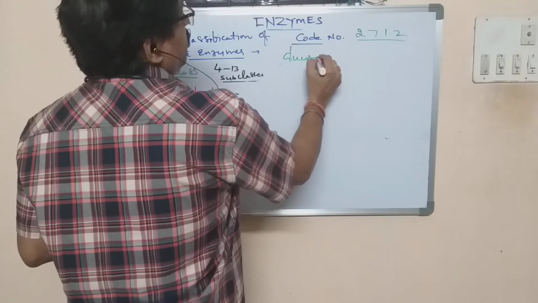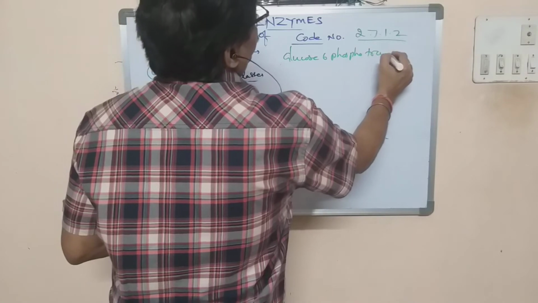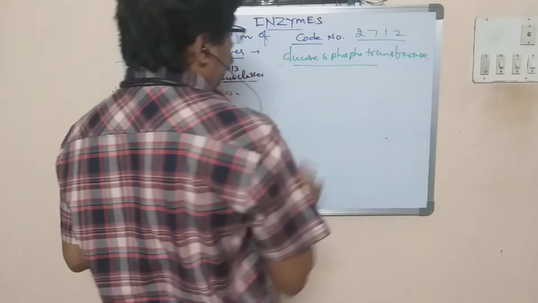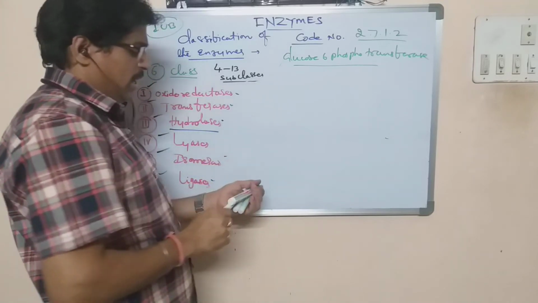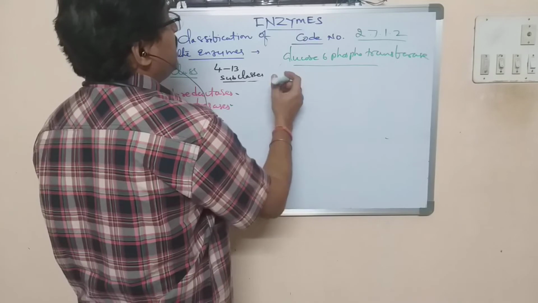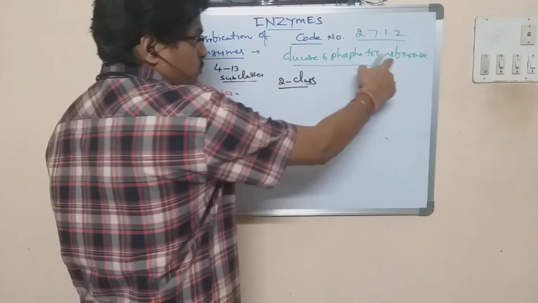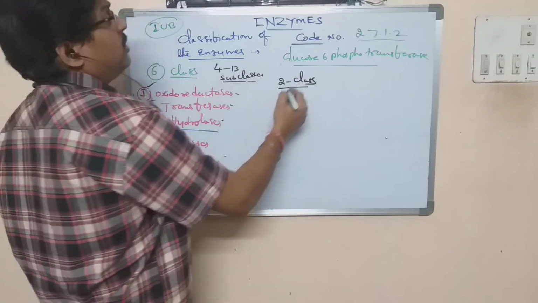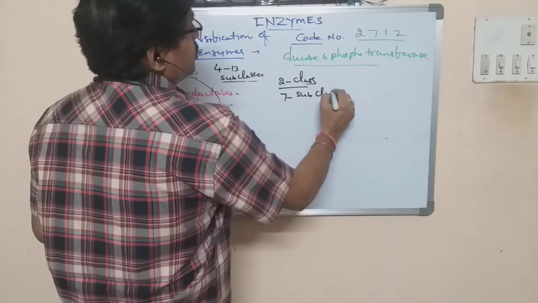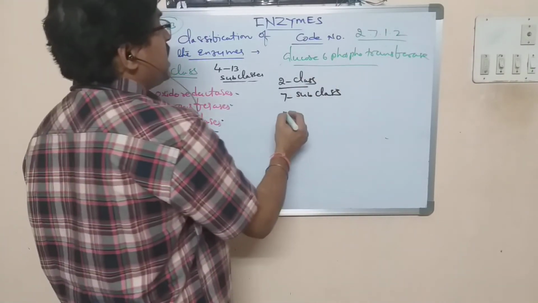Glucose 6-phosphotransferase. This is the enzyme, and this is its code number. In this code number, the first number, 2, indicates the class. It belongs to the class transferases, that means the second class. And the 7 is called the subclass. The subclass shows what is being transferred, that a phosphate group is being transferred.